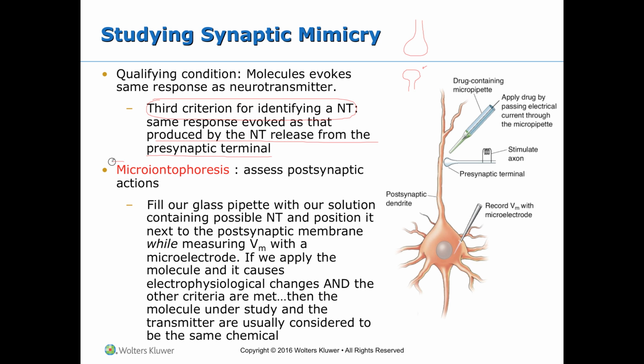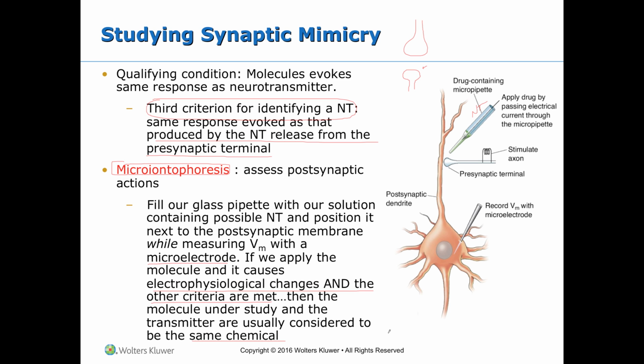So what we can do is we can use this cool technique known as microiontophoresis, and we can assess postsynaptic actions of a cell. So what we do is we fill our glass pipette over here with our solution that contains a possible neurotransmitter and position it next to the postsynaptic membrane while measuring the membrane potential with a microelectrode. So if we apply the molecule and it causes some electrophysiological change, and the other criteria are met when we are trying to identify whether it's a neurotransmitter, then the molecule under study and the transmitter are usually considered to be the same chemical. That makes sense, right?